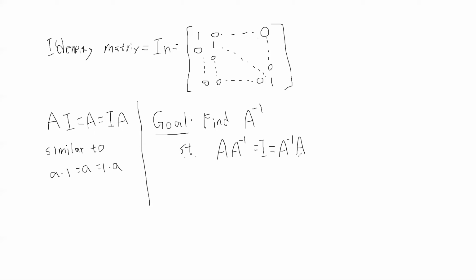Now, if you recall from a few sections earlier, we know that matrix multiplication is not always commutative, meaning it doesn't always give you the same thing when you flip the order. But in this case, if you have the matrix A and its inverse, they are actually commutative, meaning it doesn't matter the order of the multiplication, you will always get the identity matrix back. So this is the tricky part. How do we find the inverse of A?